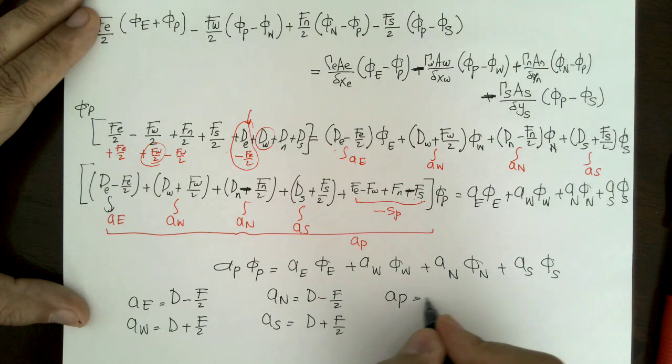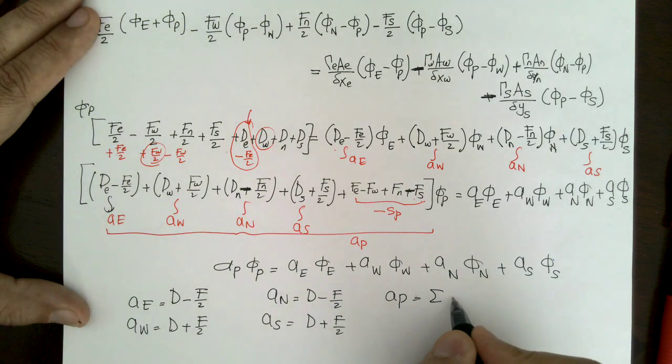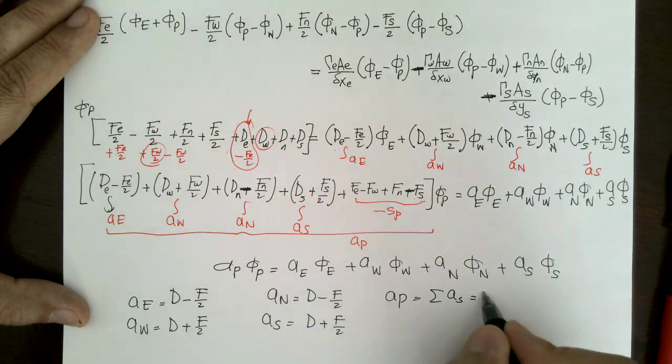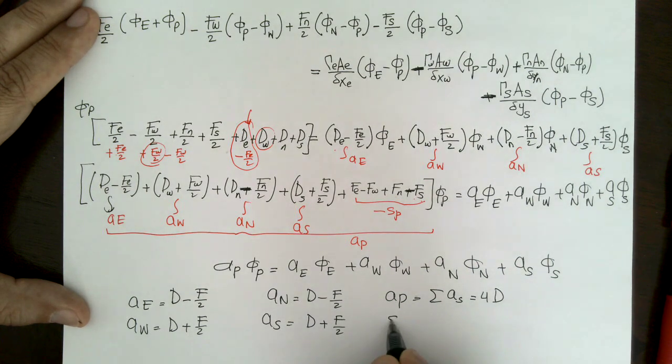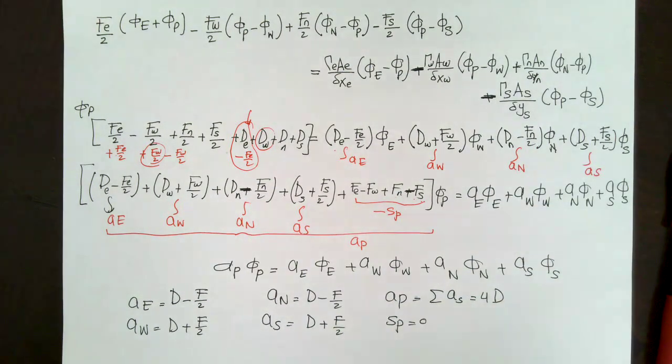It's going to be the summation of all these coefficients here. If you add up all the A's, it will end up to be actually 4D. Then it depends on SP. Mostly it's going to be 0. There is no source term in here. And that concludes that part here.